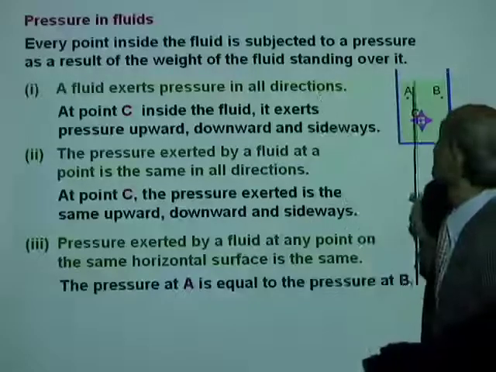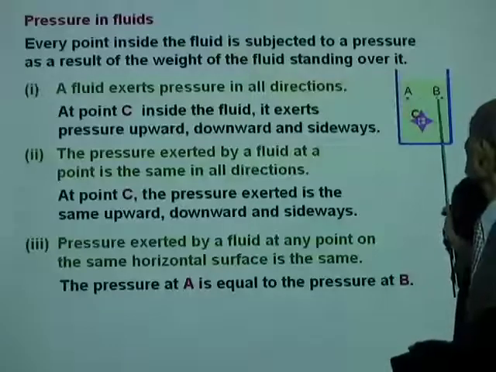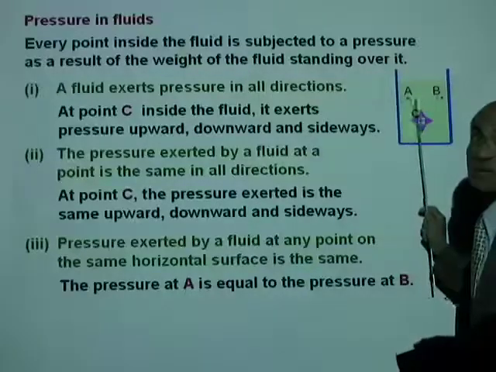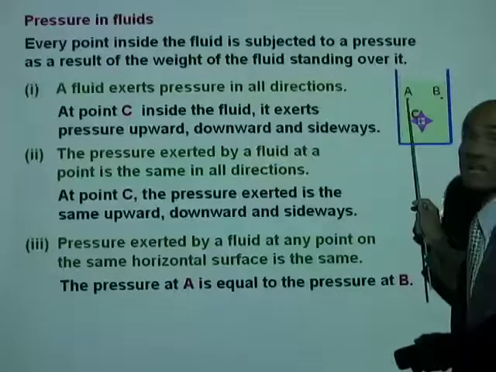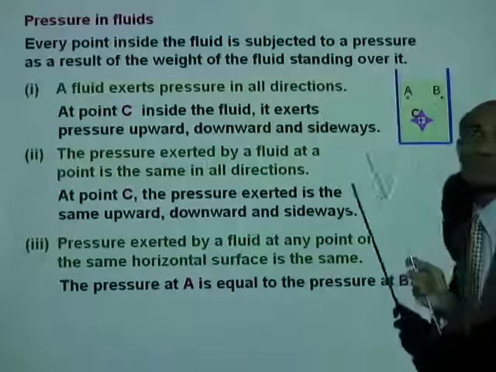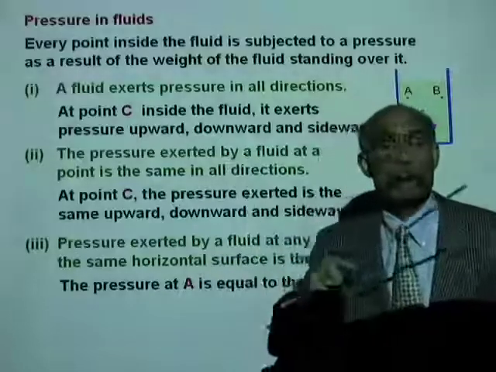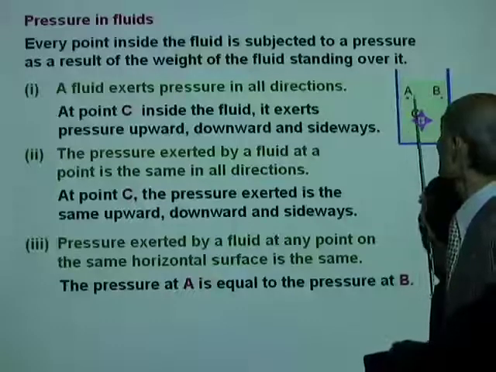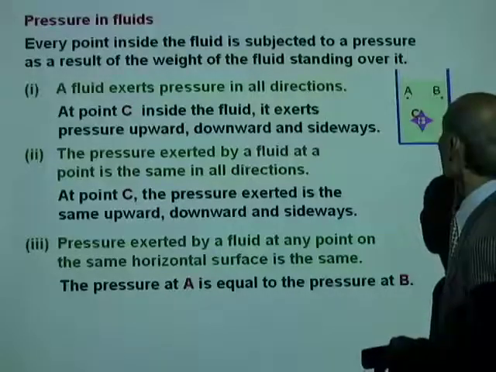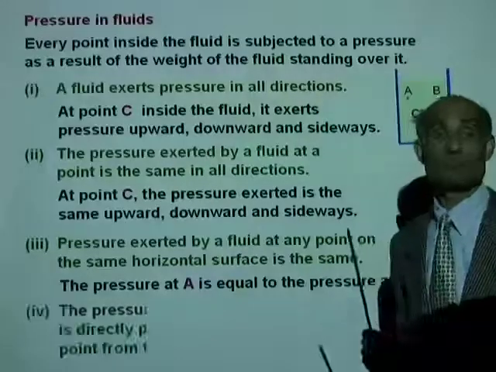Statement number 3. Pressure exerted by a fluid at any point on the same horizontal surface is the same. Now, if you consider points A and B, points A and B are on the same horizontal surface. That means pressure at A is the same as the pressure at B. Pressure exerted by a fluid at all points on the same horizontal surface is the same.